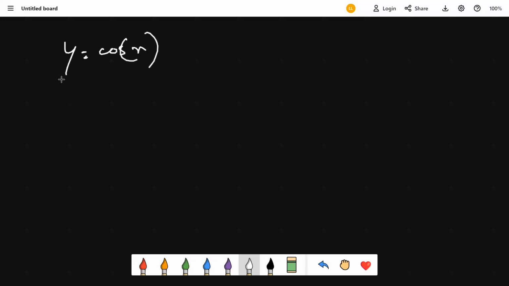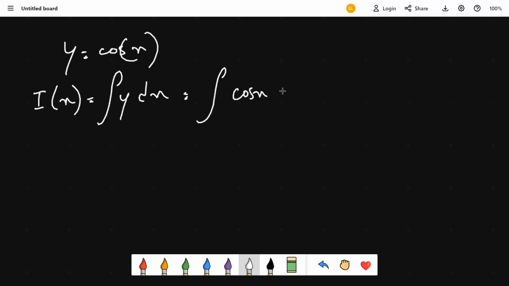Okay, so if y is equal to cos of x, we are trying to find I of x, which is the integration of y with respect to dx. Replacing that y with cos of x gives us this expression.